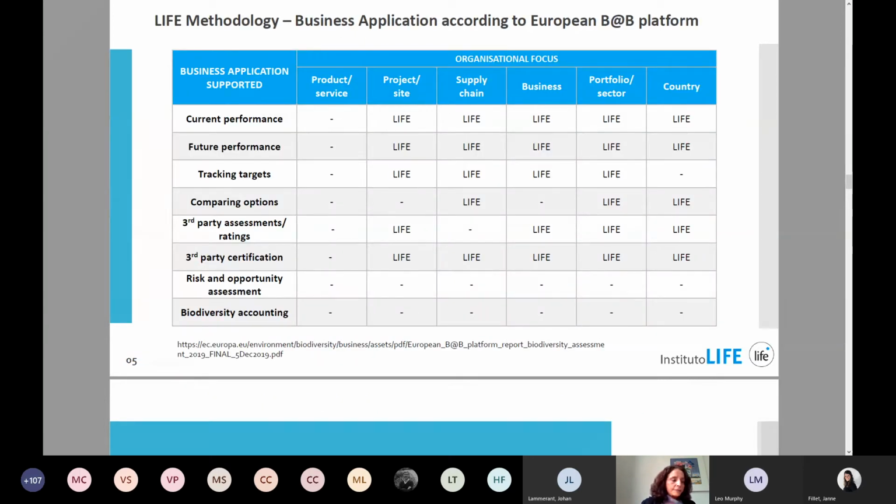This table is the result of the study performed by the European Business and Biodiversity Platform. As you can see, Life can support several business applications.